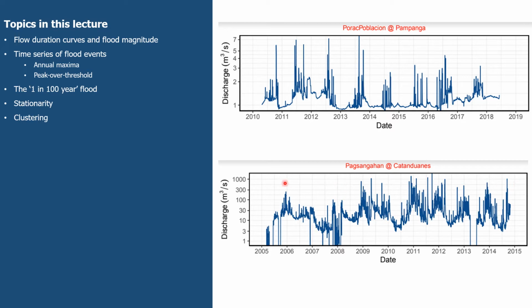And generally a little bit of a tendency maybe for there to be more events in the latter half of the data series than the first half. And we'll look at some of those trends in the data as we go through.